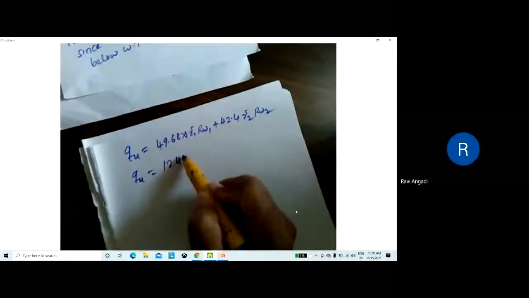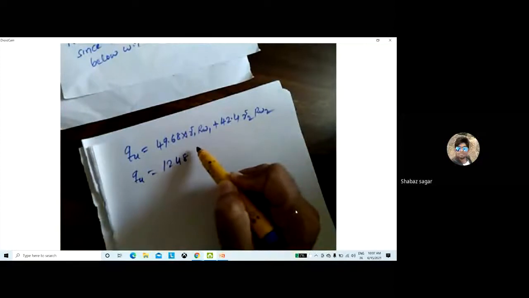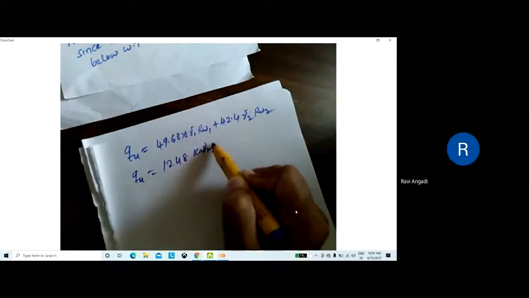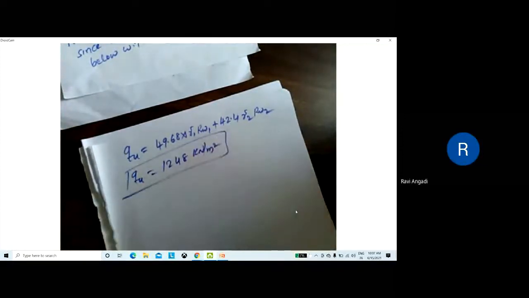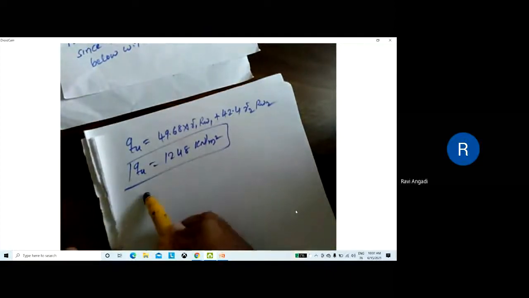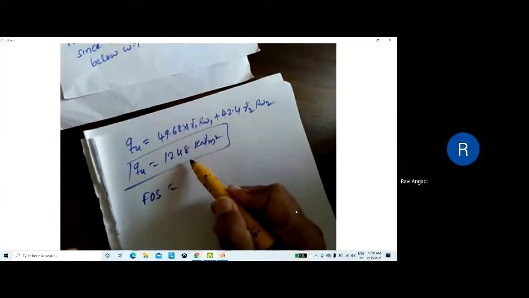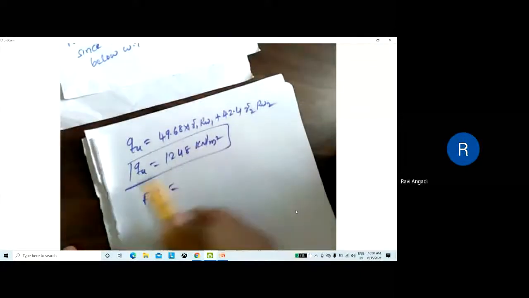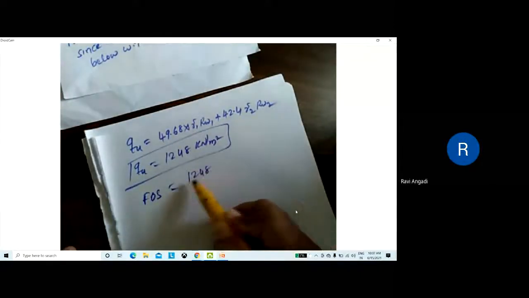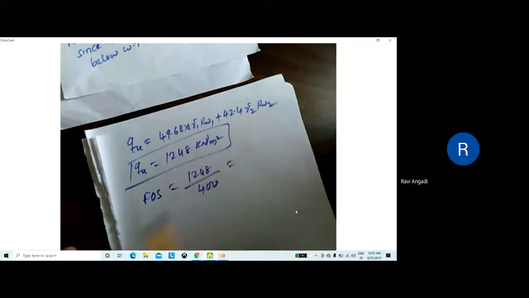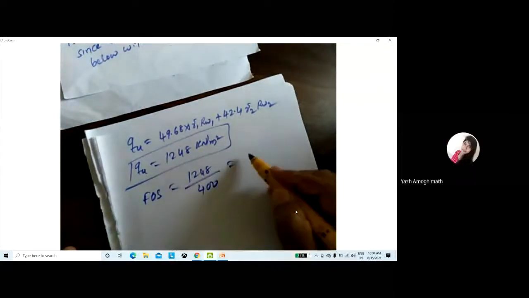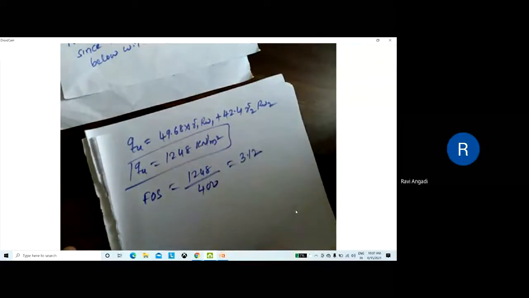1248.024, 248. Yes, sir, it's correct. This is the answer we get. Then it's easy to calculate the factor of safety. The load is already given. This much is resisting when the water table is considered below or at the base of the footing. 1848 divided by 400. So what is the answer, the factor of safety? 3.12. Yes, correct, exactly.